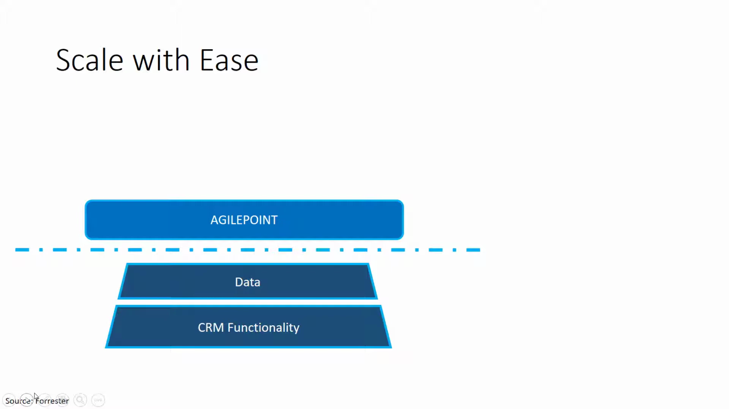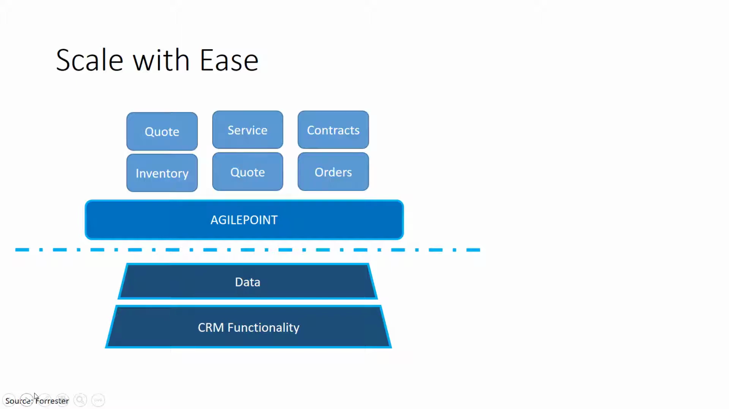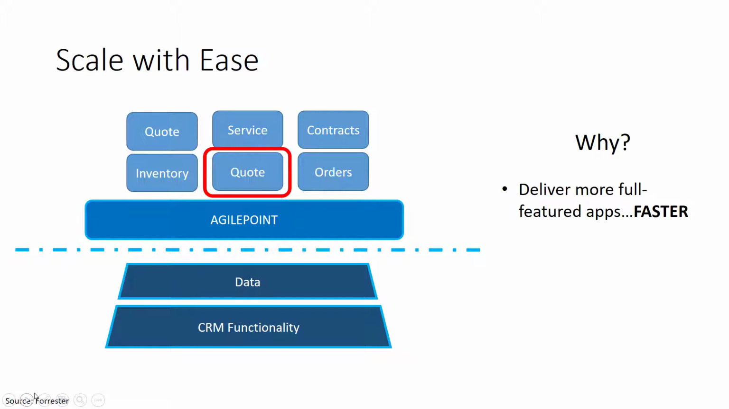AgilePoint comes into the picture here as an architecturally separate layer. And on top of AgilePoint, we build a wide variety of CRM-oriented applications. Now for today, we're going to use the quotation application as an example. But generally speaking, regardless of the types of applications that you're building on top of CRM, leveraging AgilePoint, it results in a few commonalities. Leveraging AgilePoint, I'm able to deliver much more fully featured applications faster.